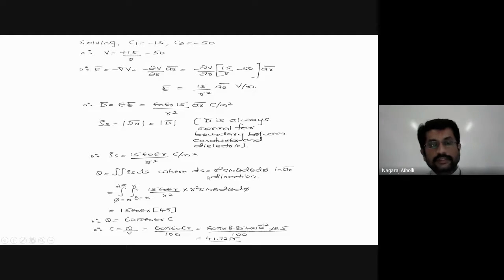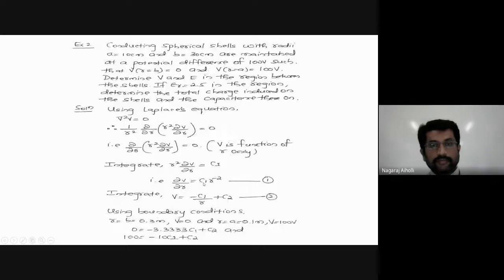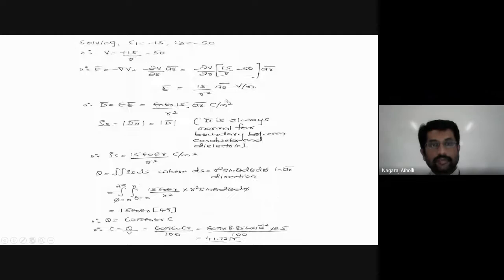So for this, we have to go back to our system. Which system have we taken here? The spherical system. If we consider the spherical system, then ds is given by R square sine theta d theta d phi in AR bar direction. I have taken this equation from module 1, the fundamentals of the spherical coordinate system that we studied.